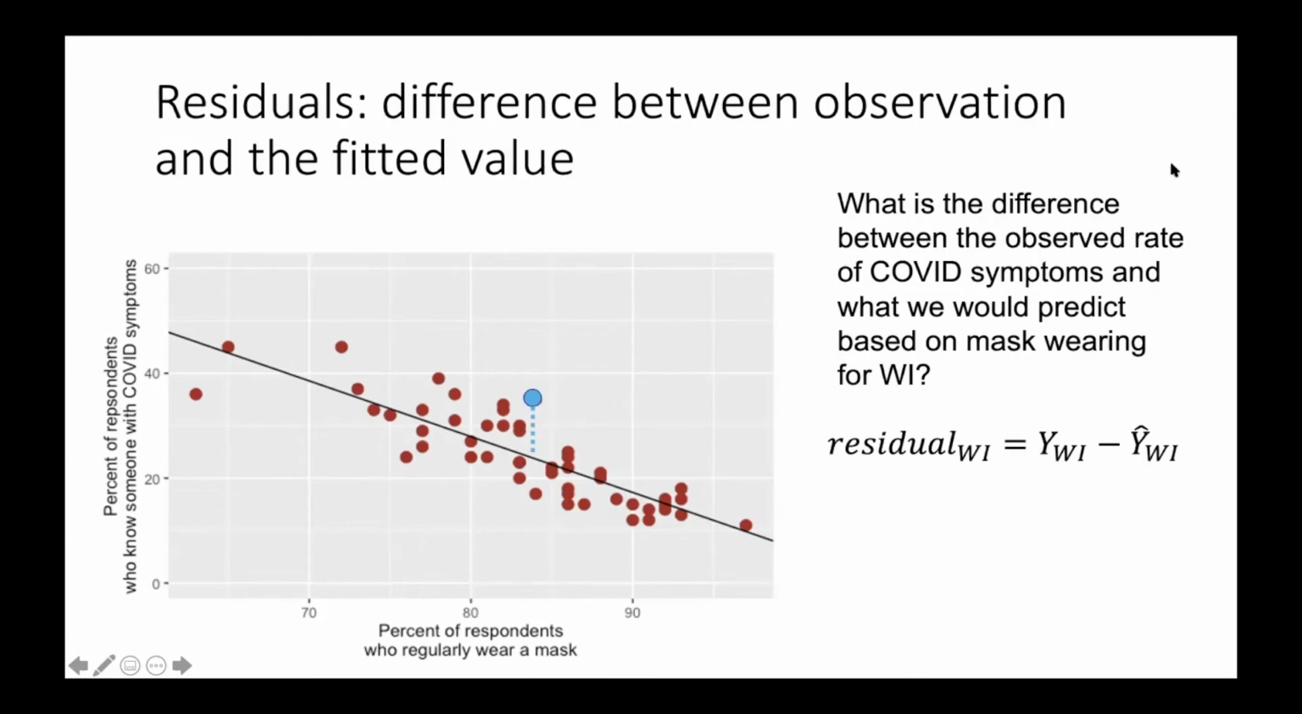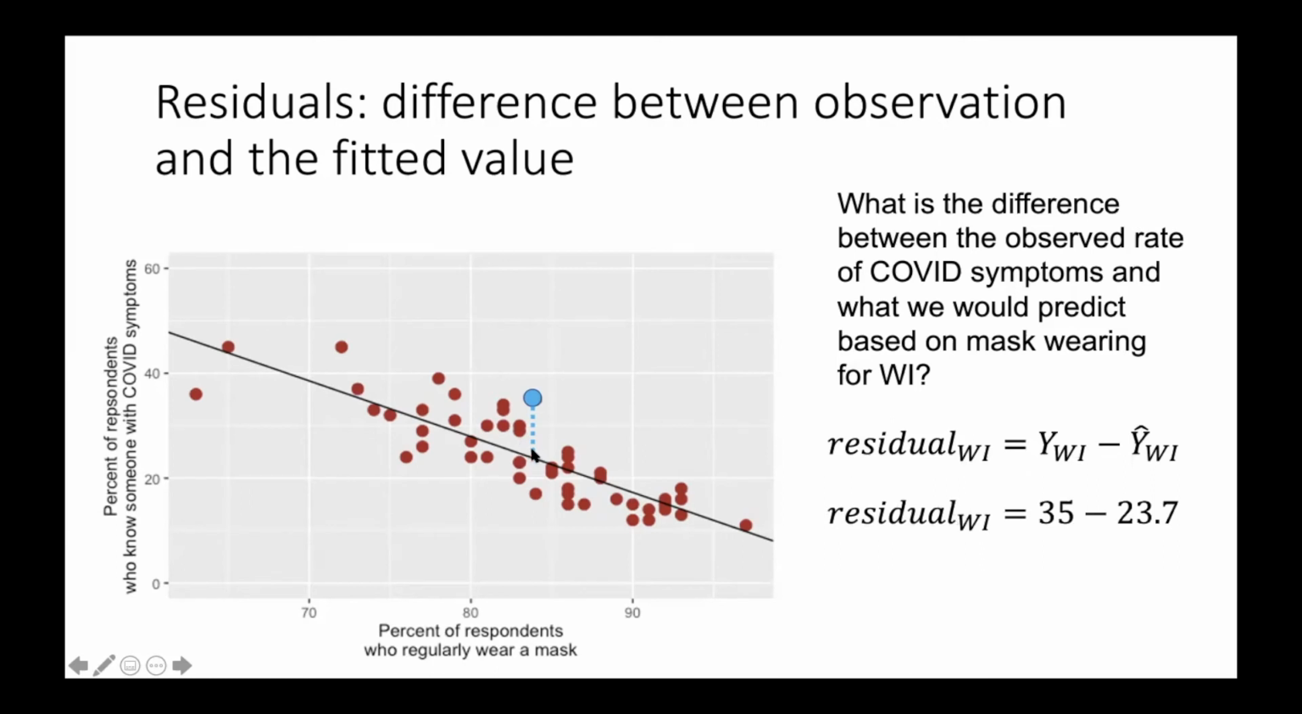In addition to calculating predicted values, we can also calculate the residuals, and that is the difference between each observation and the fitted value. So in this case, we might be interested in calculating the difference between the observed rate of COVID symptoms and what we would predict based on our mask wearing equation for a state like Wisconsin. And Wisconsin is shown by the blue dot here, where the residual is simply the deviation between the observed value and the predicted value on the line, or in other words, the length of this dotted line going up and down. So we can calculate the residual for Wisconsin as being equal to the observed value for Wisconsin minus the fitted value for Wisconsin, which would fall somewhere right here along our regression line.